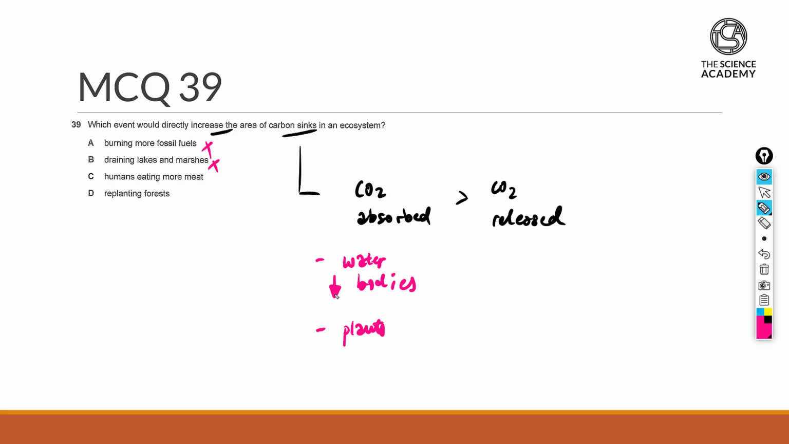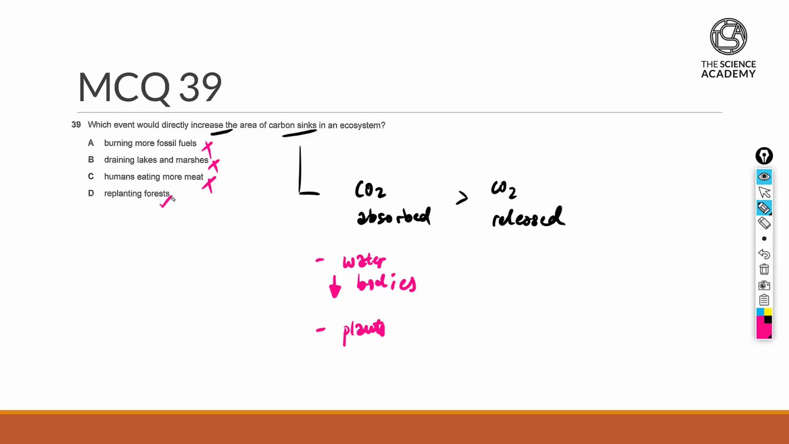Humans eating more meat will also mean that we need to go through more of our agriculture as well as rearing more of the animals, and animals, especially cows themselves, are going to be emitting a lot of carbon dioxide. Since they are livestock, there will be more aerobic respiration, so more CO2 will be released than is actually being absorbed.